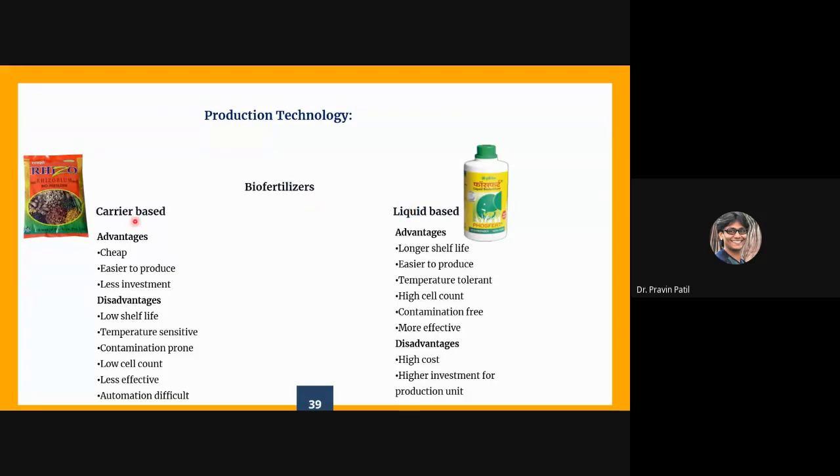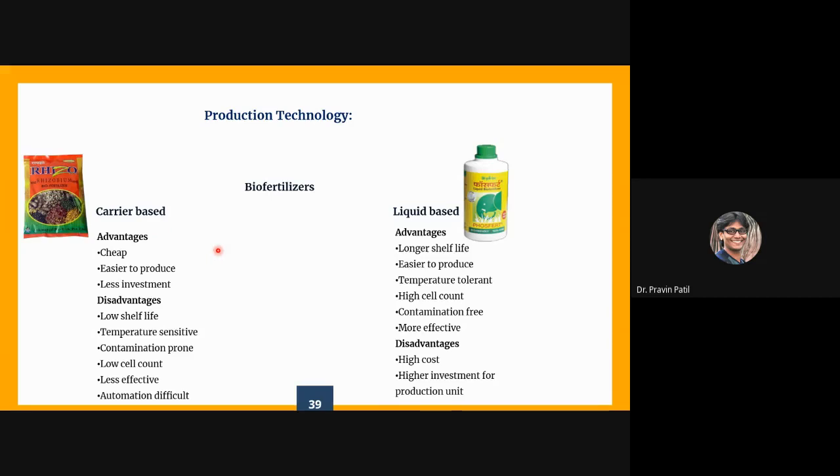So again, let me tell you, when I say carrier, that means that the microbe is carried by something. So it is a vehicle on which that microbe is being carried. It can be carried from one place to another place, from one day to after 1 month. So that holding of that particular microbe for that particular time is done with that carrier, and that is why it is known as carrier-based biofertilizers.